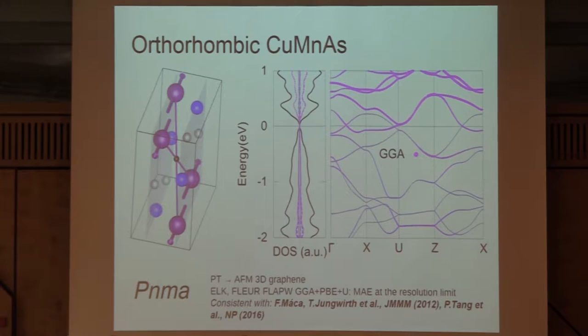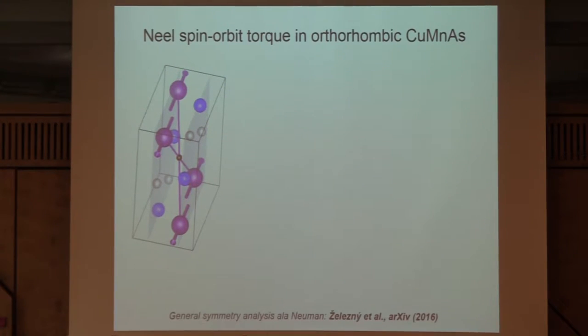But once you include electronic correlations, it will move slightly out of the Fermi level. So the question now is, can this material have spin orbit torques?